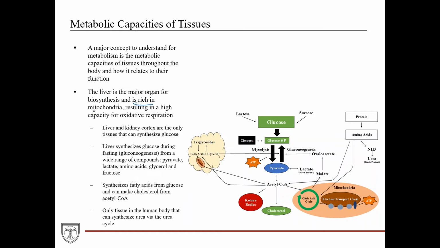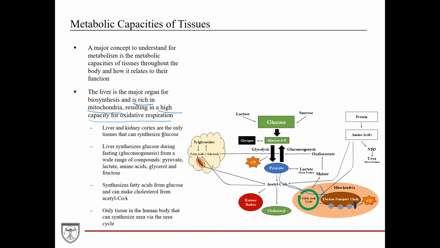And it's very rich in mitochondria, and that's really important because having a high number of mitochondria gives you a high capacity for oxidative respiration. So the liver is a site of high levels of oxidative respiration, or aerobic respiration. So going this route versus to lactate.